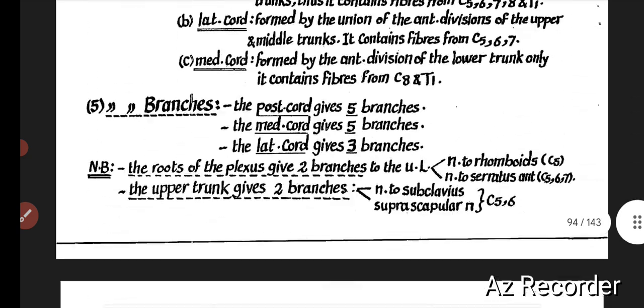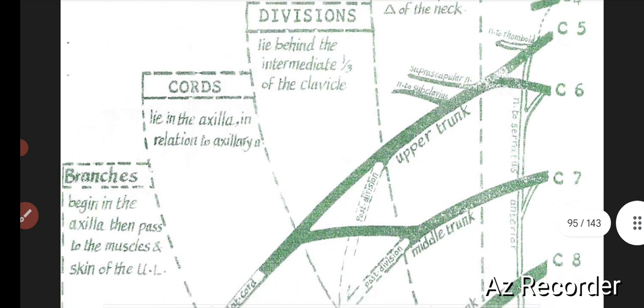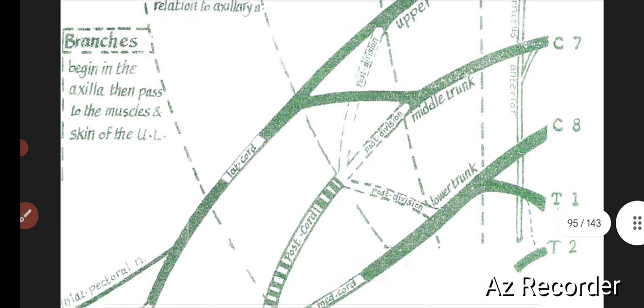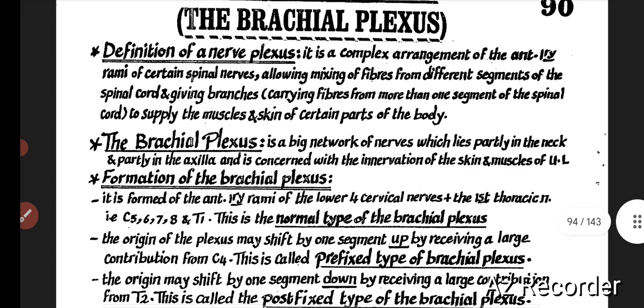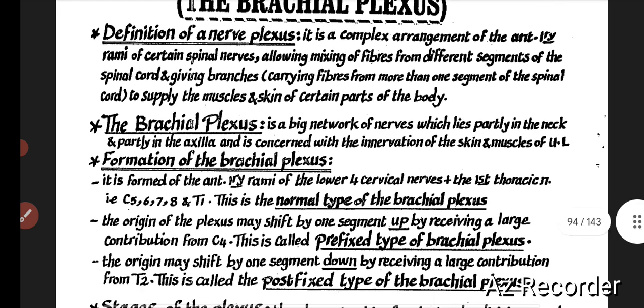So, here are the spinal nerves C4, C5, C6, C7, C8 and T1 and T2. The anterior rami of these spinal nerves form the brachial plexus. Now, what is the brachial plexus? It is a big network of nerves which lies partly in the neck and partly in the axilla and is concerned with the innervation of the skin and muscle of the upper limb.